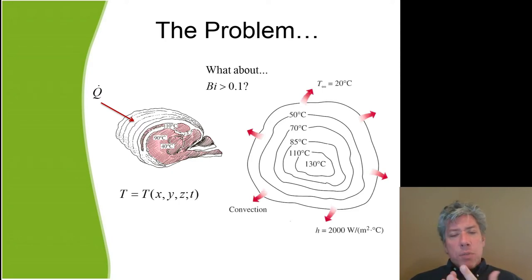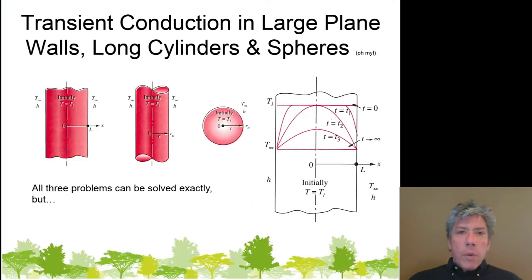And so this is a problem, but we really need to solve it, right? So what if there's significant conductive resistance to heat transfer within the body? That's the problem we need to solve. Well, I'm not going to show you the details of this, but it turns out that it's a very difficult problem, practically intractable without finite element analysis. There are, however, some shapes that we can analyze and get a closed form solution, a mathematical solution that is reasonable in some cases.